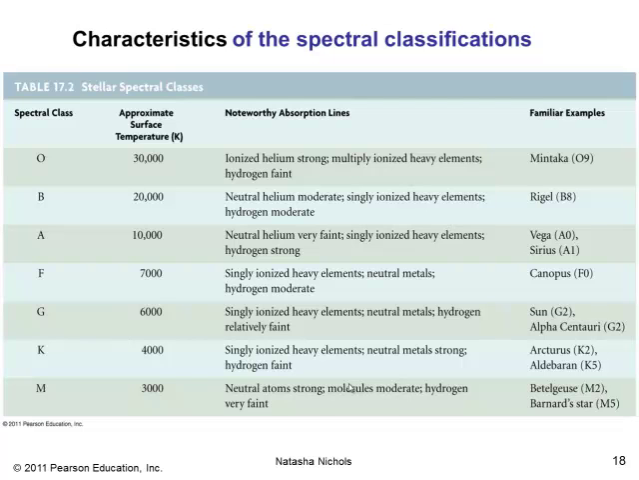Let's take a look at another example, spectral class G, approximate surface temperature 6,000 Kelvin, singly ionized heavy elements, neutral metals, hydrogen relatively faint. A familiar example of that would be our own star, the Sun, which is classified as G2. Alpha Centauri, the star closest to us other than the Sun, is also classified as G2.